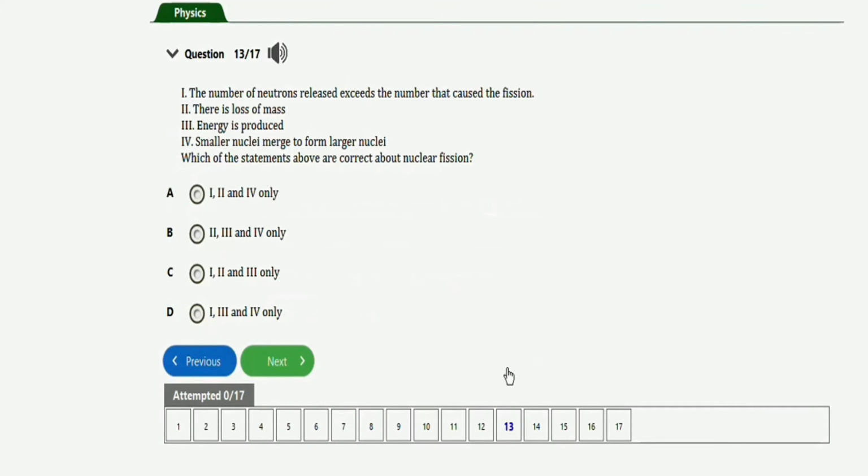The next question will be this one. It says, which of the statements above are correct about nuclear fission? So we have the idea the number of neutrons released exceeds the number that cause the fission. That's correct. There is loss of mass. That's correct. Energy is produced. That's also correct. Smaller nuclear mass will form larger nuclear. That's wrong. So the right option to this question is option C, which is I, and I only.